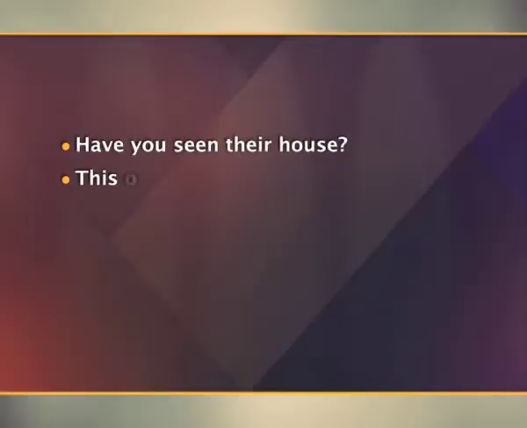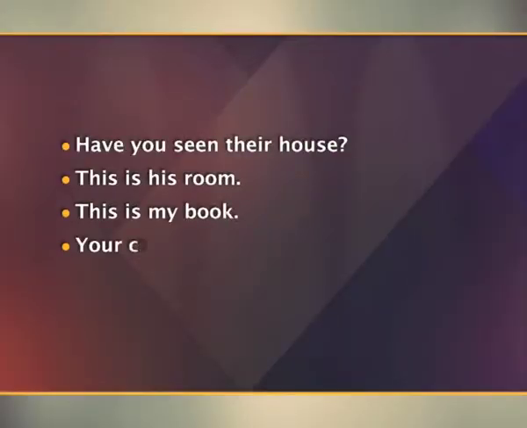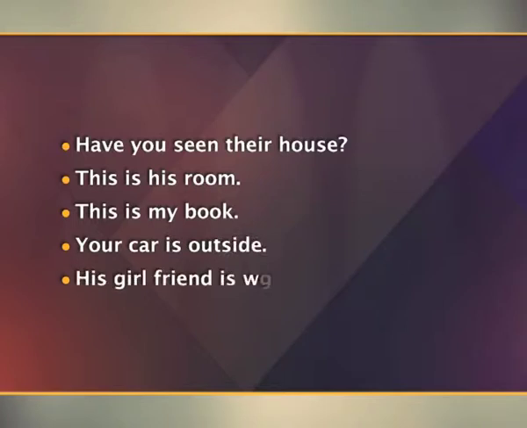A possessive adjective is used where the sentence shows possession or belongingness. They are similar to possessive pronouns and in this case are used as adjectives which modify a noun or a noun phrase. Here words such as our, my, your, his, her, its and their are used. For example, have you seen their house? This is his room. This is my book. Your car is outside. His girlfriend is waiting.